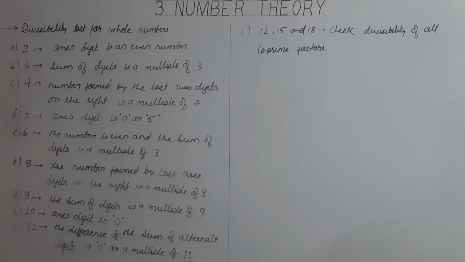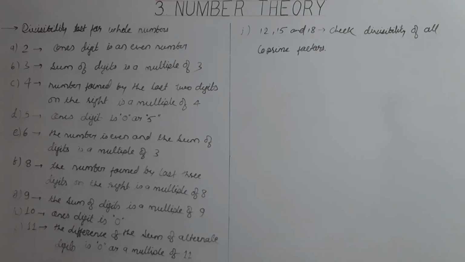Next, tests of divisibility. These tests will help us decide whether a given number is exactly divisible by these numbers or combinations of these numbers, without actual division. So for finding factors of a given number, we can go for these simple hints.